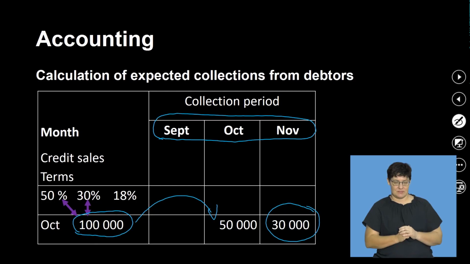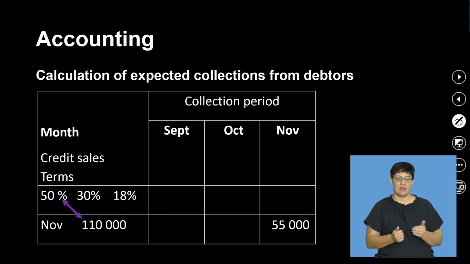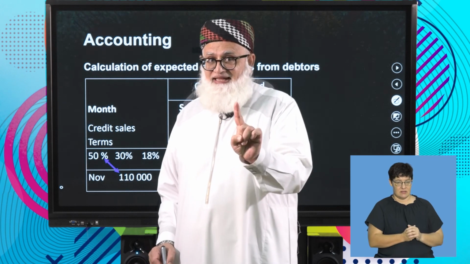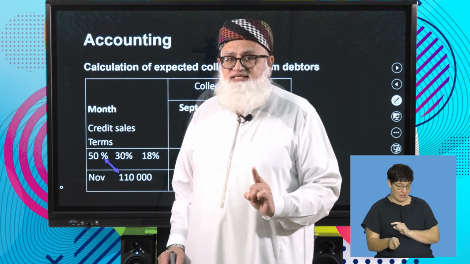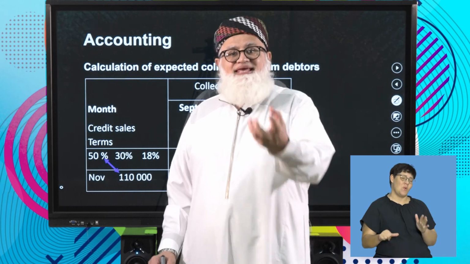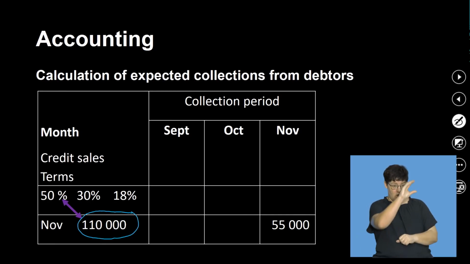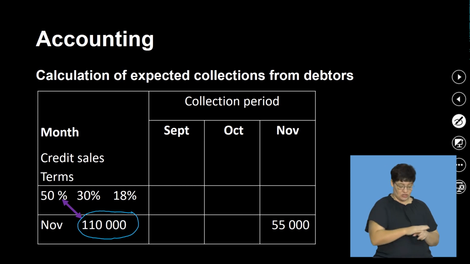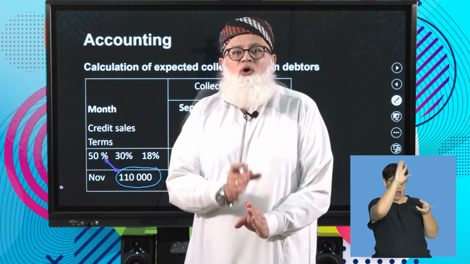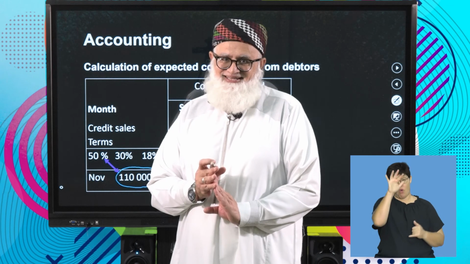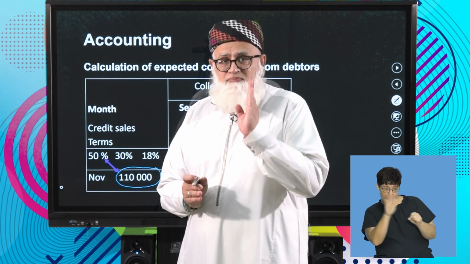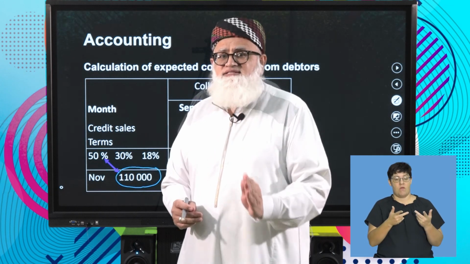Okay, the next one that we have is my November credit sale. Step number 1, credit sale. I keep on emphasizing this because if you're using the incorrect amount as your basis for calculation, all other calculations after that will be incorrect. Please, guys. So remember, it's my credit sales that I want.